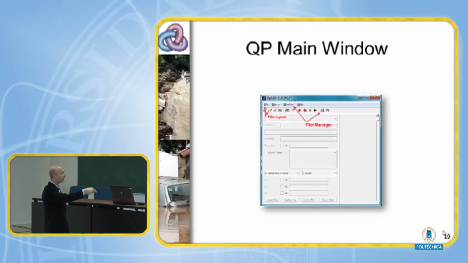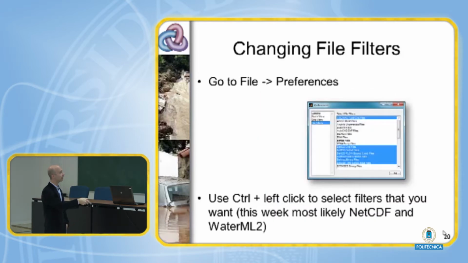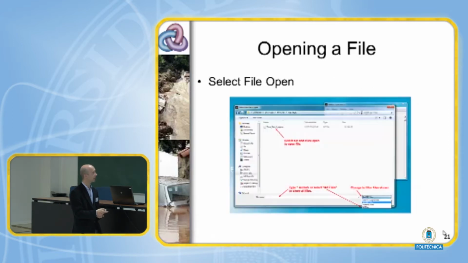If we go to file and then preferences, we can select which files are used in the file open menu. Quickplot can open a lot of files. By default it's configured for the Delft3D system, so we might want to change it slightly to have file filters for netcdf and waterml2 files. The steps describing how to set those filters are also in the handout or the guides that you've got.